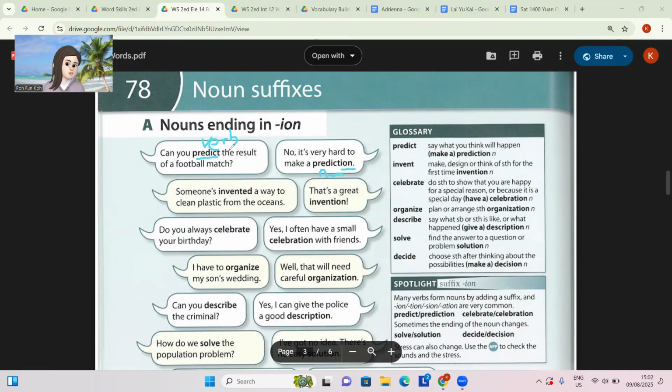How do we use a verb? Can you predict? I can predict the result. Predict is a verb. And prediction, we use it after a verb. Oh, it's very hard to make a prediction. I make a prediction. Make is a verb here, and then prediction is a noun.